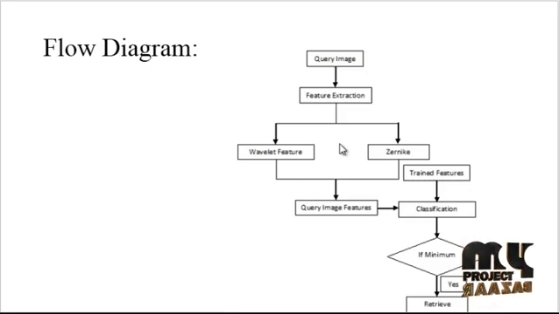Before extracting the features, we have to segment the tumor region by using two types of segmentation. The first one is clustering, and the second one is watershed segmentation. After the segmentation, we extract the features. Then we have to train on the test images and the trained images both.